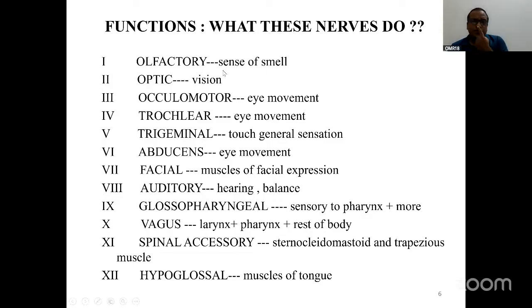It's very simple. First one, olfactory, smell. Second is optic, that is for your vision. Third one is oculomotor. You will study in the extraocular chapter, muscles of the eye. It supplies there. Trochlear is again for eye movements. Trigeminal is for the general sensation of the face. Abducens is for eye movements. Facial is for muscles of facial expression. All these things you will learn in different chapters, once you do the gross anatomy part. This is going to be very easy. So these are the 12 cranial nerves and their functions.